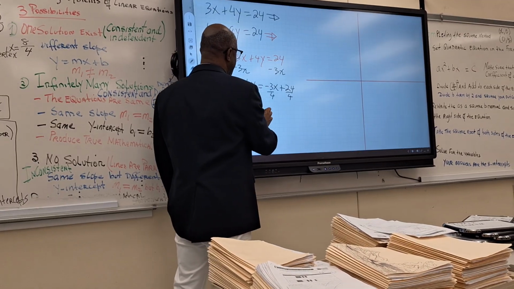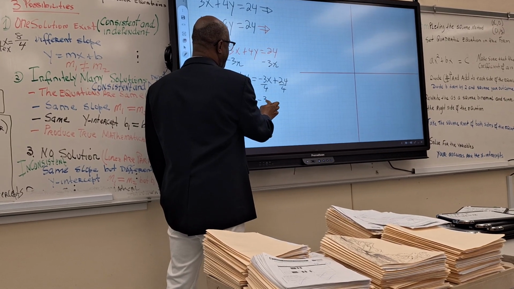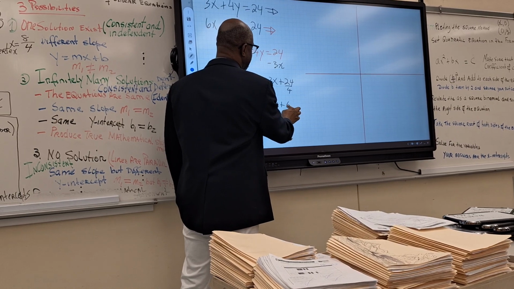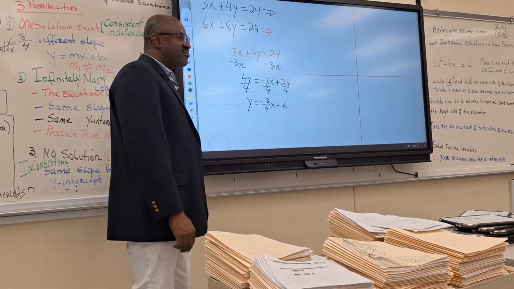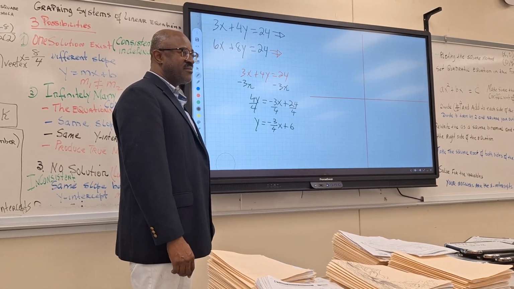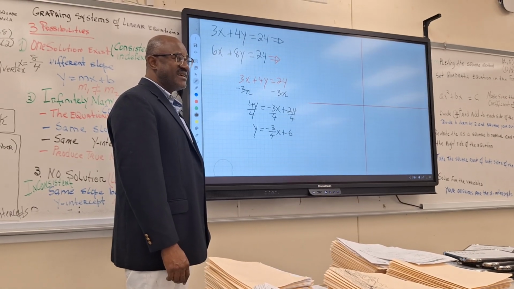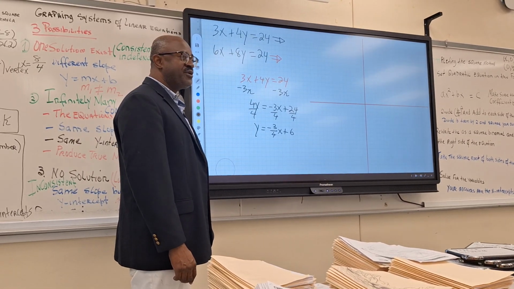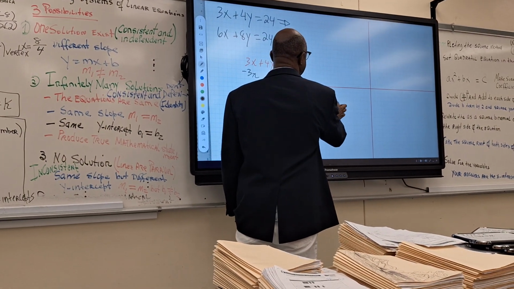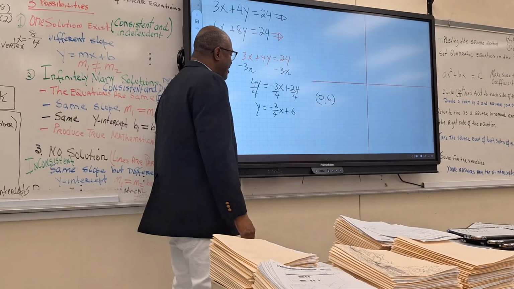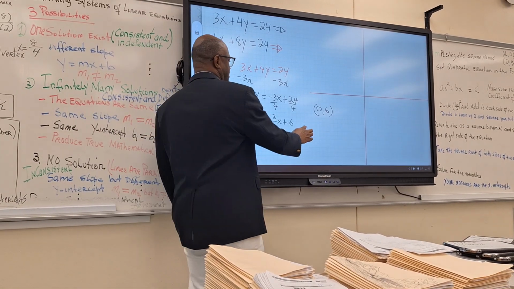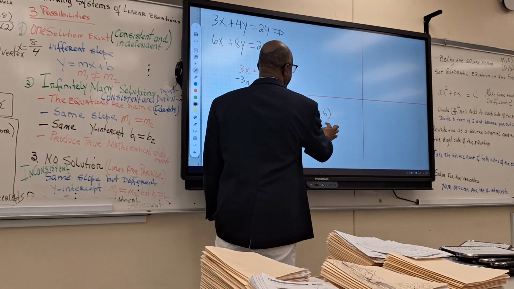Then you will have y equal negative 3/4 x plus what? 6. This is the slope-intercept form. From there, you should be able to find one of the points, which is called your y-intercept. What is the y-intercept? 6. How will you write it as an ordered pair? 0, 6. When x is 0, y is 6. What is my slope of the equation? Negative 3/4.